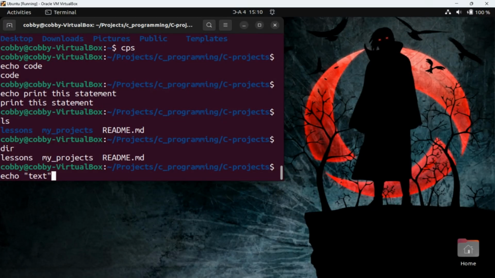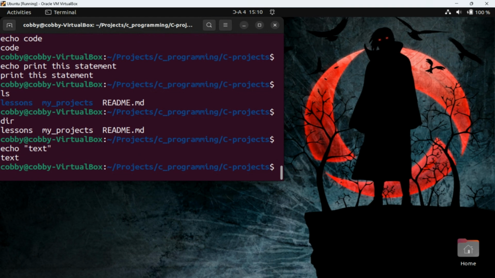I'll explain what it means. We have interactive mode and non-interactive mode. I'll explain all of these things along the way. So the shell is responsible for this.